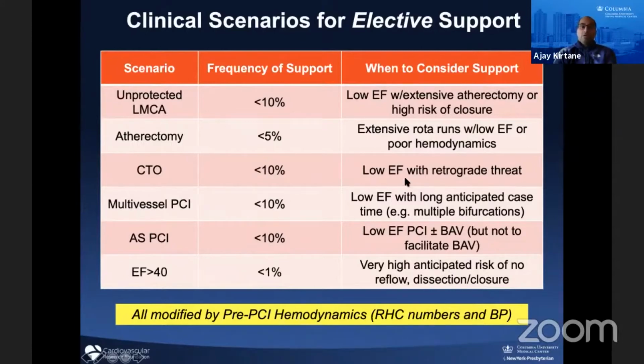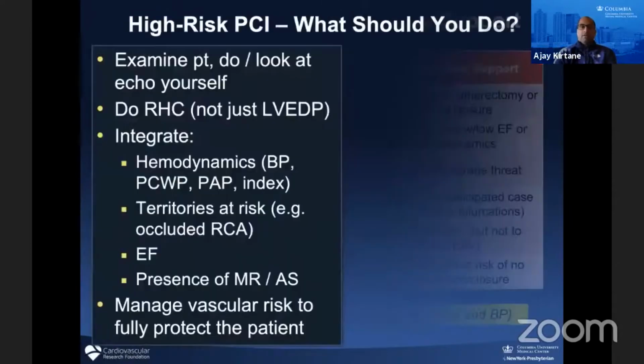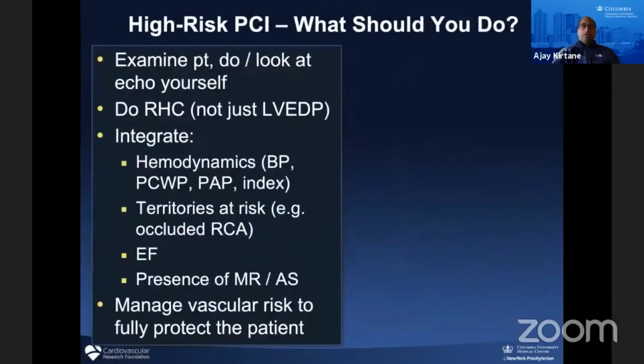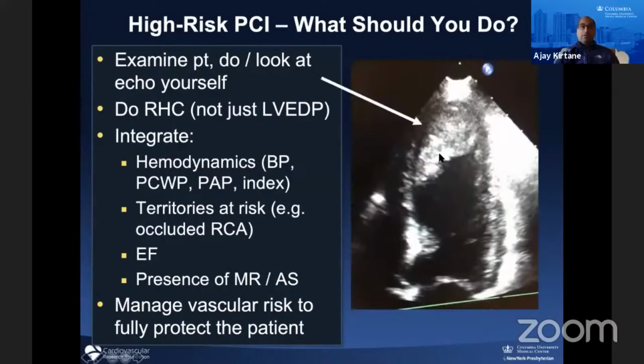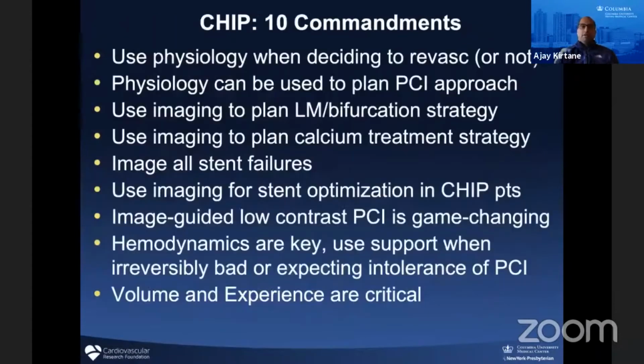The bottom line is most of these scenarios involve low EF with some other threat of making the patient worse during the PCI, unless it's truly a very, very high risk procedure based on the anatomy in a last remaining vessel. It's also important not just to show up in the cath lab and just do the case. Examine the patient first, look at the echo yourself, do the right heart cath, integrate all of these things together, look at the echo, make sure there's, for instance, no clot in the LV if you're going to use a percutaneous LVAD, and then manage the vascular risk as well to fully protect the patient from adverse outcomes.